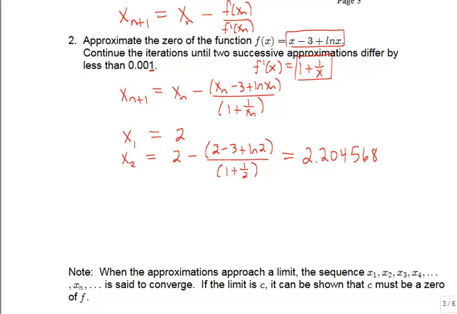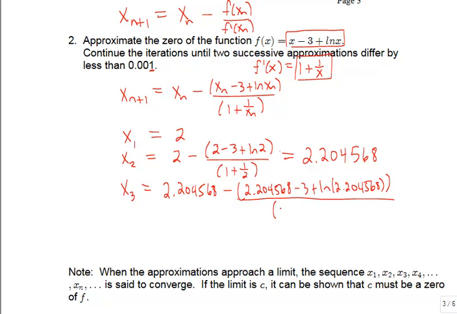You can write as many decimals there as you want. We're going to now use that answer as our next guess. So this would be 2.204568 minus (2.204568 minus 3 plus ln of all of that big number), and then all of that divided by 1 plus 1 over 2.204568.